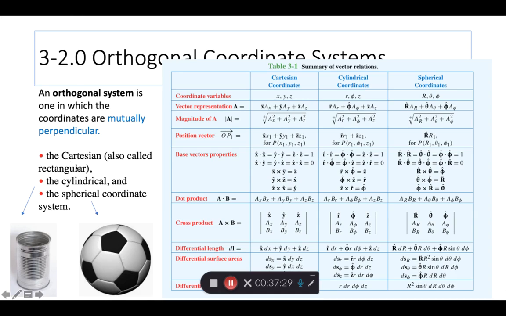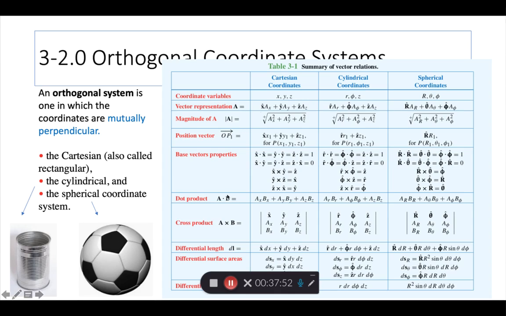Now within orthogonal, as I've said, there's the Cartesian called rectangular, the cylindrical, so I am showing you a little coffee can to show you what a cylinder is, and a spherical system. A sphere is like a soccer ball, so that's a spherical system. So we have three systems that we are going to study.